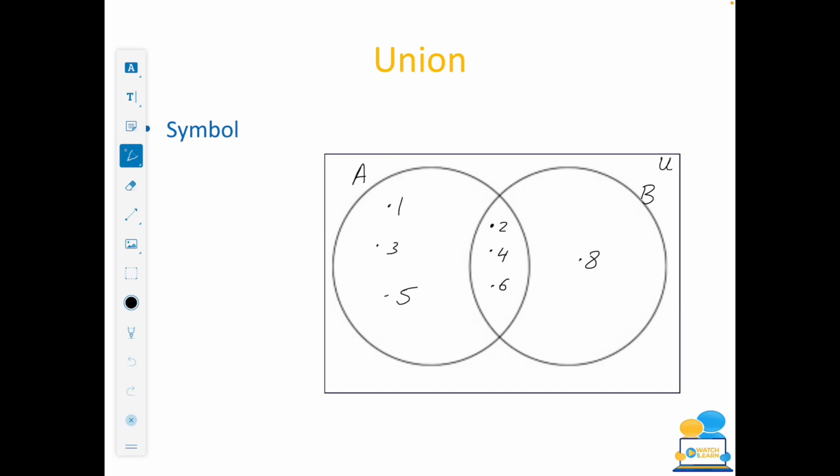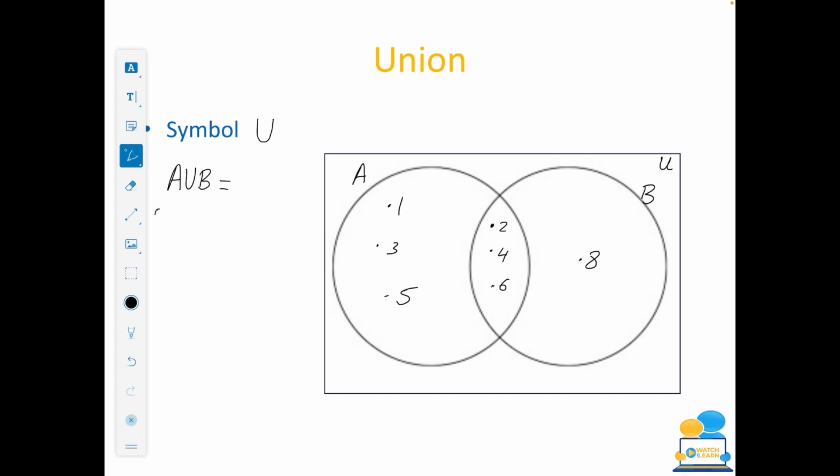The symbol for union is like a horseshoe. Make sure you don't write it like a U, so don't put a tail on it. What union means is if we write A union B, if the question asks us for A union B, we want to know what's in A and B together. So we're going to list all the elements that are in A and B.